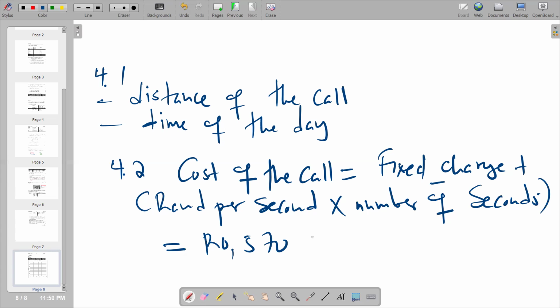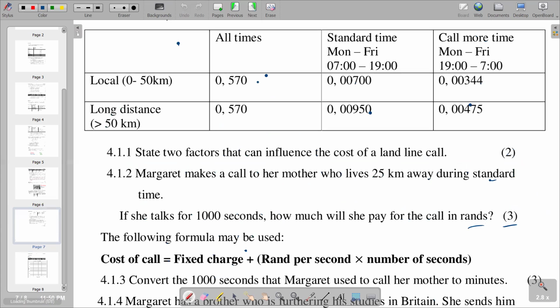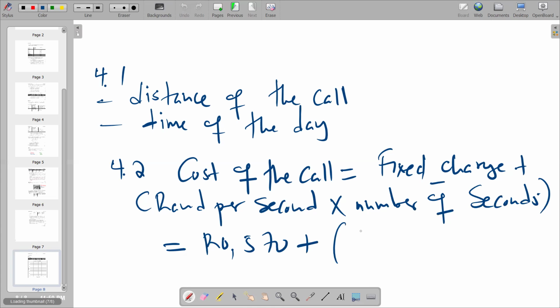So we are saying 0.570, and then we add in brackets rand per second. We refer back again and see that the rand per second that we have is 0.00700 for 0 to 50 kilometers. Remember, we've got 25 kilometers, so it fits in 0 to 50 kilometers. So we are saying 0.00700 as our rand per second.